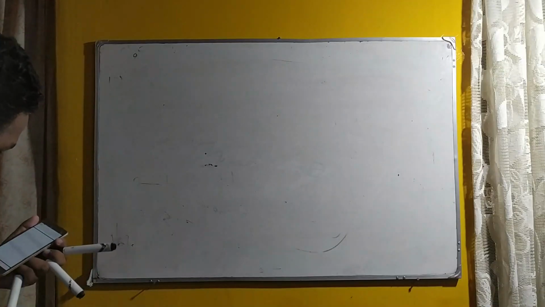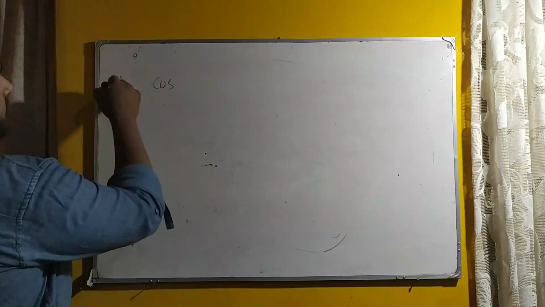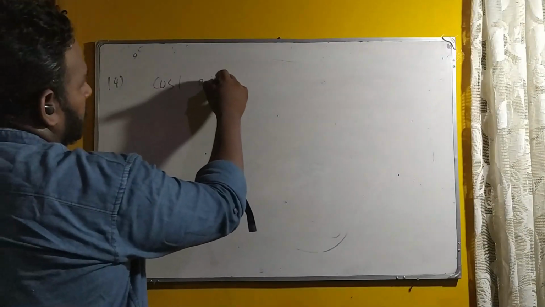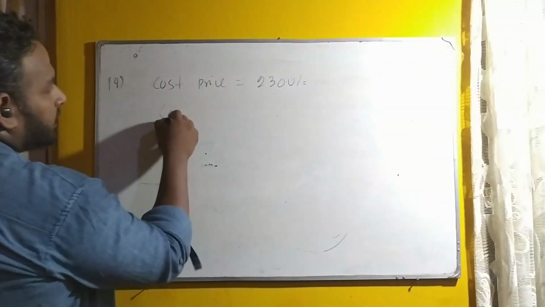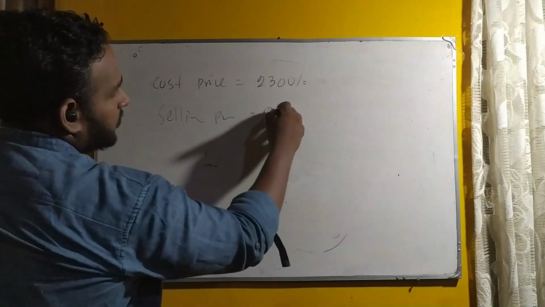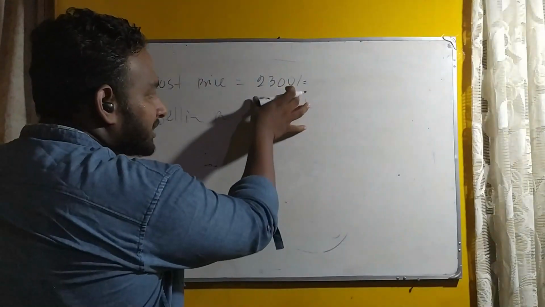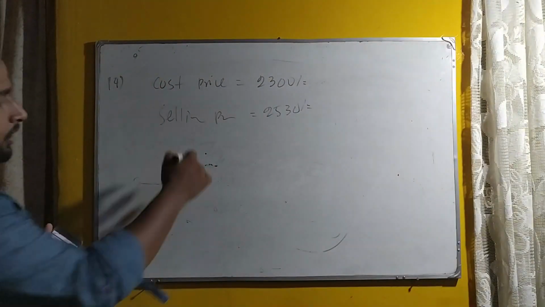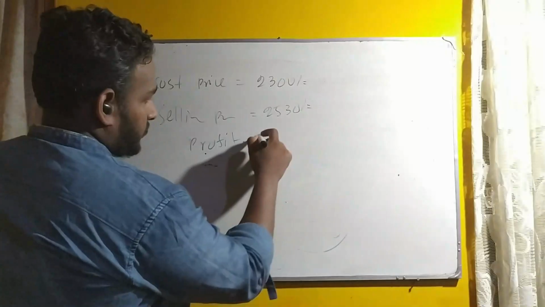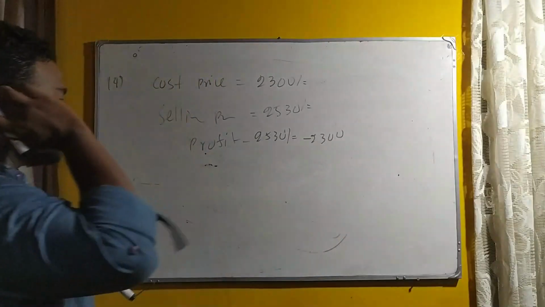They have given: if a vendor buys a wall clock for 2,300 and sells it for 2,530. So what is the cost price in this? Cost price is 2,300 and he is selling this. So selling price is 2,530. So just tell me, if he buys it for 2,300 and sells it for 2,530, is it a profit or loss? It should be profit. So profit is how much? Profit is 2,530 minus 2,300.